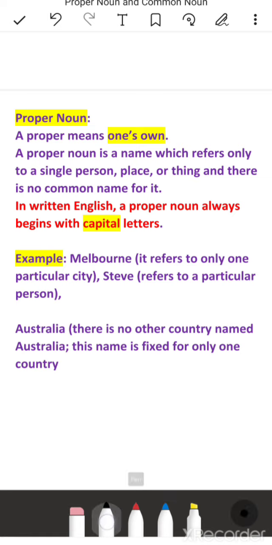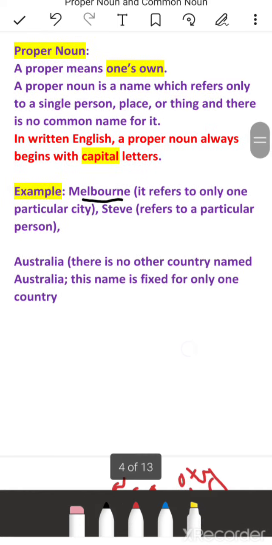Example, we have given an example. Melbourne is the name of a city. Only Melbourne can be called Melbourne. We cannot call Kolkata Melbourne, right? In the same way, Australia is the name of a country. We cannot call our India Australia or Australia India, because that country's name is particularly given. Australia is that country's own name. It cannot be shared by all. Okay, so I hope that proper noun is getting clear to you.